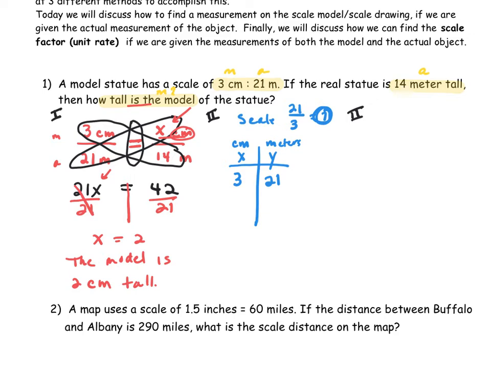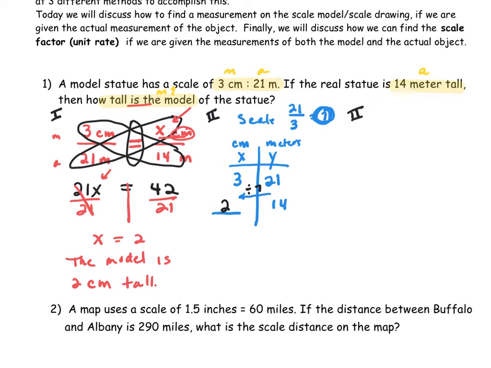So let's see what other information they gave us. If we look, they told us 14 meters. Oh, so that 14 meters needs to go on the right side of the table. And what I'm trying to figure out is the centimeters. So we're going to now use this scale, but since we're going backward, we're going to divide by 7. So 14 divided by 7, that's going to give us 2. And that's the same number that we had the first time. So that's the chart, our table method.